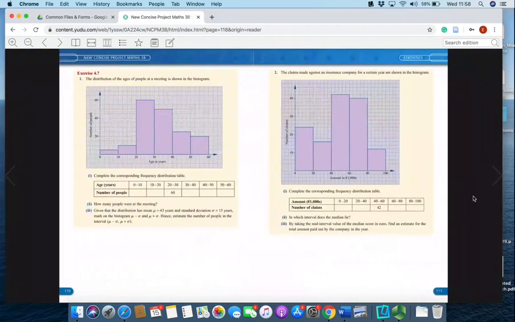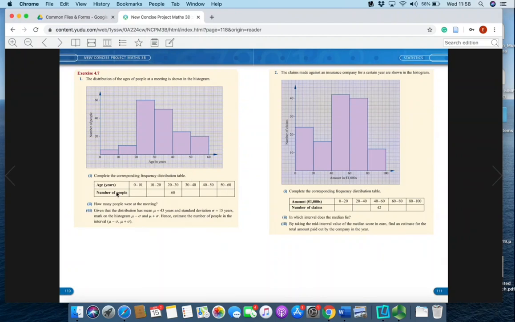Okay, let's try one of these examples. I have one drawn out here. The distribution of the ages of people at a meeting is shown in the histogram. Complete the corresponding frequency distribution table.